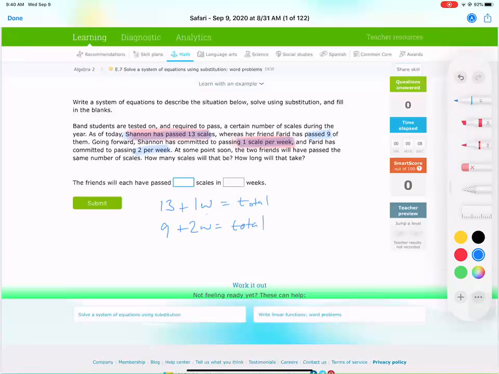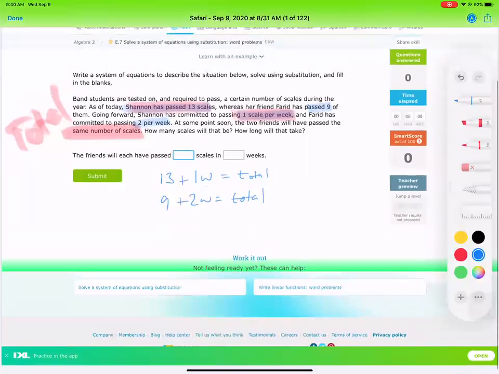Now here is the big takeaway. You have to be aware of this last point. At some point, the two friends will pass the same number of scales. The total will one day be exactly the same. And for us, that means this number here has to equal this number here. So if they are the same, that means I can set them equal to each other.